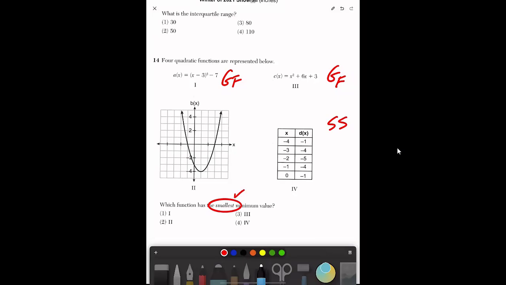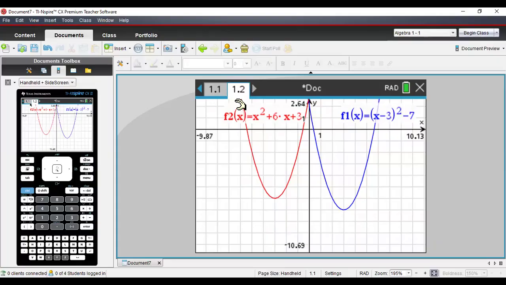Now, the easiest way to do these kinds of questions is to try to get all of the functions on one graph if you can, because it's much easier to compare. So I've already done part of this. First thing I did is I went ahead and entered the first two functions, a of x and c of x. This is a of x, the blue one. This is c of x, the red one.